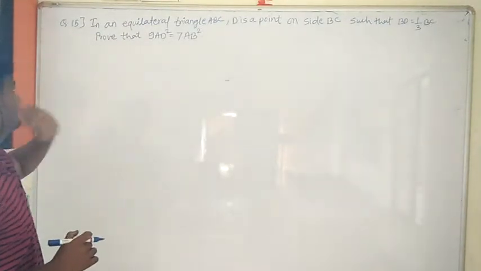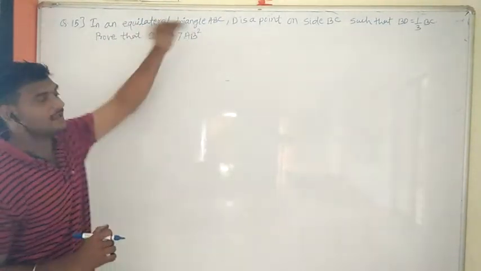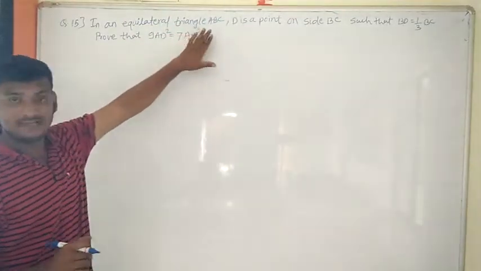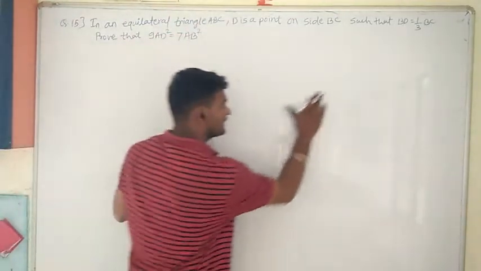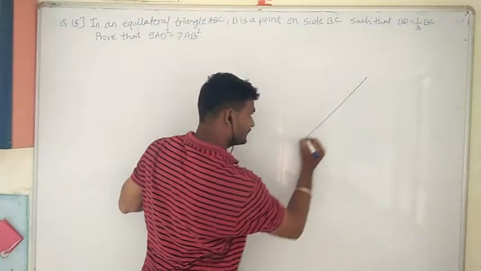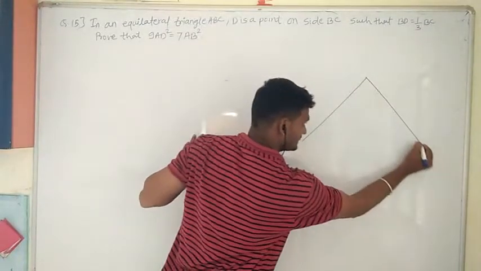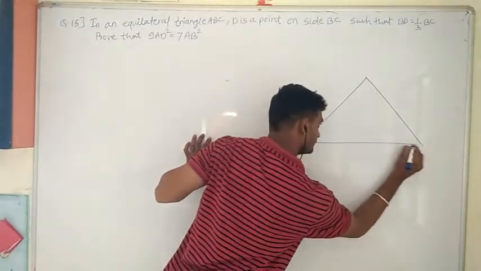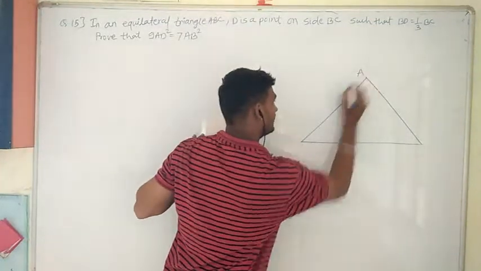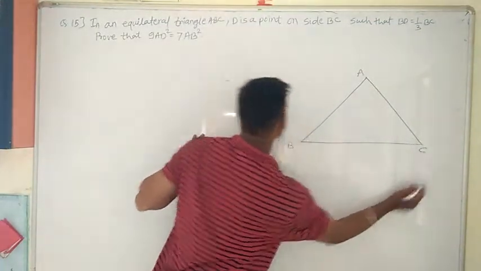See in question number 15 what is given. In an equilateral triangle ABC. There is an equilateral triangle ABC given. First I will draw the equilateral triangle ABC. See here. We will assume triangle ABC is an equilateral triangle.